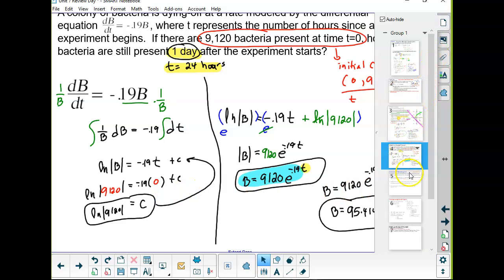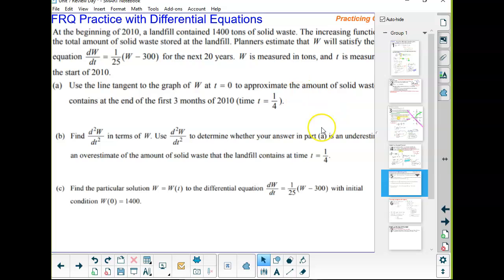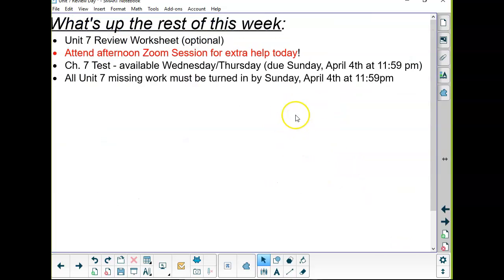All right, so I had this put up here. We're not going to do this one. We didn't have time, which is completely fine. Here's what we got for the rest of our time here.